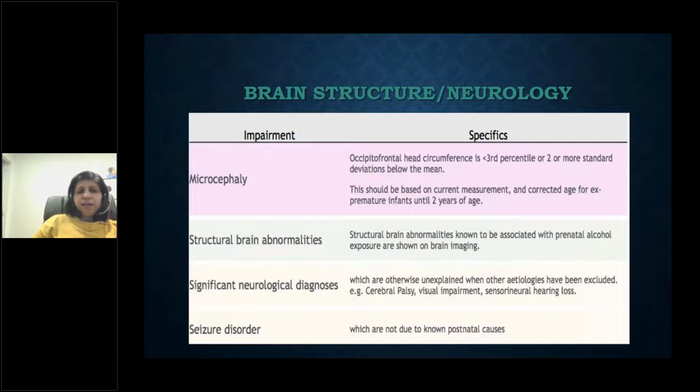Depending on what part of the brain is affected, you can see certain specific disorders in young persons. I won't go too much into detail for that, but it is just to tell you that if there is microcephaly, then the head circumference, as the name suggests, would be low. If there are structural abnormalities, they will be visible on the MRI, and so is the seizure disorder or neurological diagnosis.